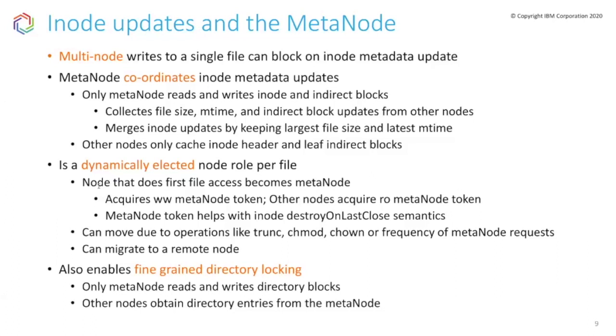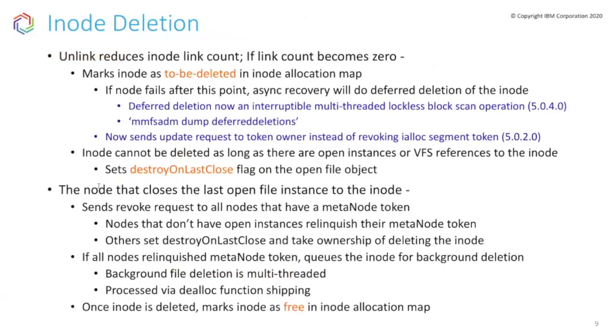And so we have this meta node as the coordinator for that as well. All of these other nodes update directory entries via the meta node, and the meta node consolidates and writes the block in one shot. So there is no ping-ponging of the block across different nodes. So the meta node is pretty useful, and it's also very relevant to the next topic, which is inode deletion. I'll take two questions.